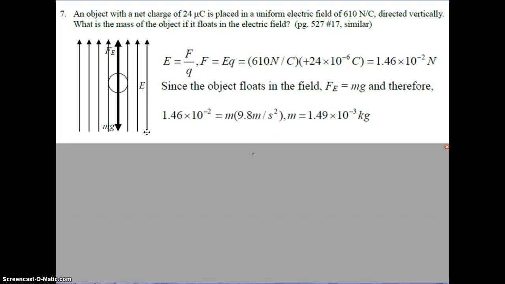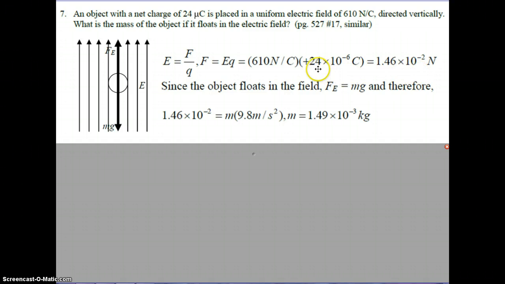If the electrostatic force is canceling out the weight, we can set them equal to each other. So all we need to know is the electrostatic force, and we can solve for the mass of the object. Well, that comes from E equals F over Q. Isolating for F, which would be E times Q: 610 newtons per coulomb times 24 times 10 to the negative 6 coulombs equals 1.46 times 10 to the negative 2 newtons.